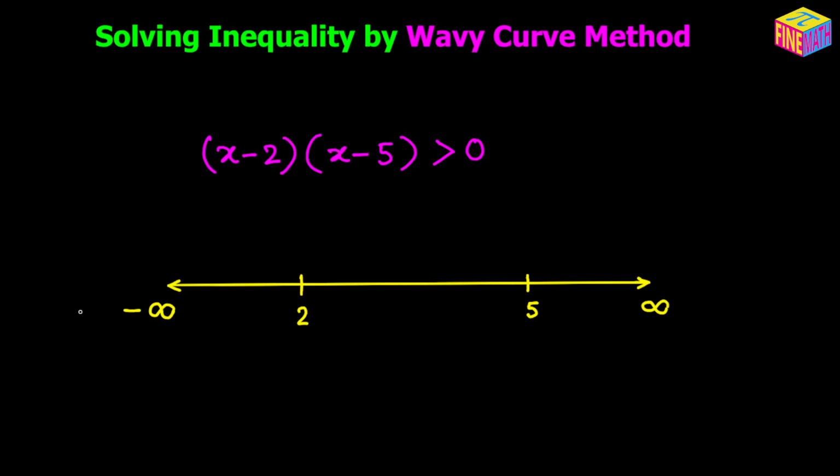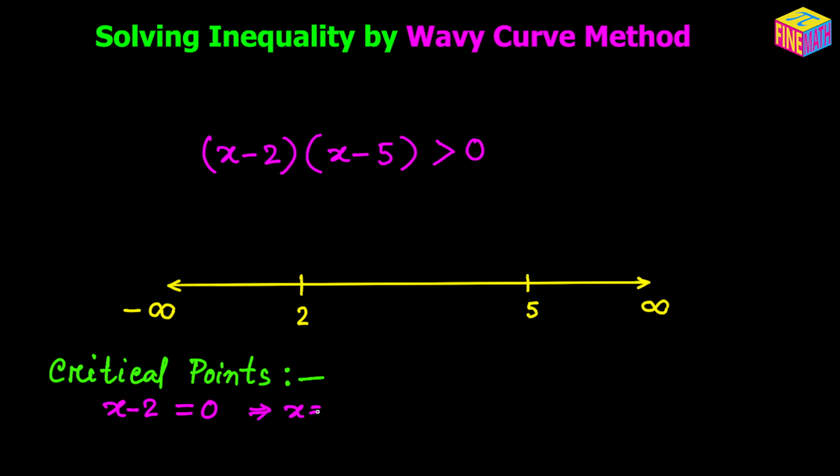Now, what are those points? Those points are called critical points. So, let me write it down. To find the critical points, we have to equate each of the factors to 0. So, if we equate each factor to 0, we have x minus 2, that is the first factor. If we equate that to 0, we get x equals positive 2. That is one critical point, and the other factor is x minus 5. If we equate that factor also to 0, we get x equals positive 5. So those are the two critical points.